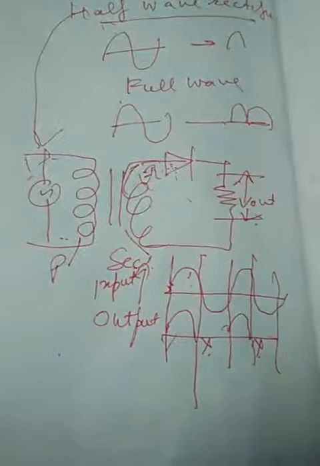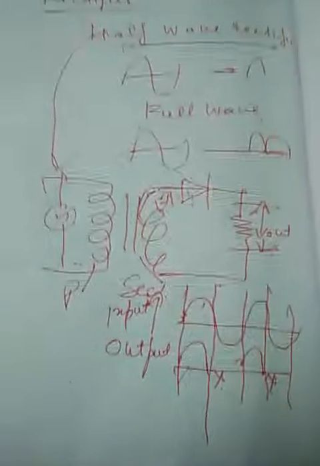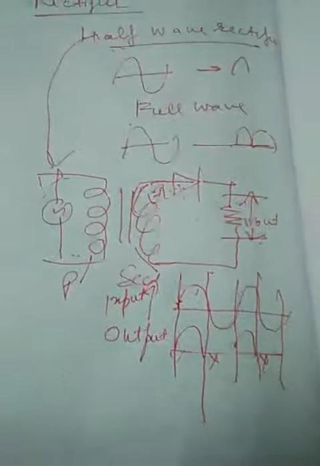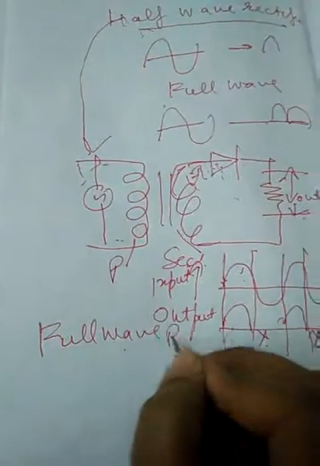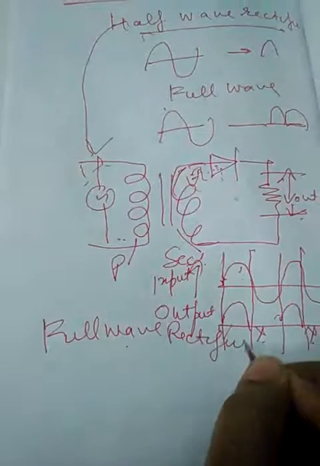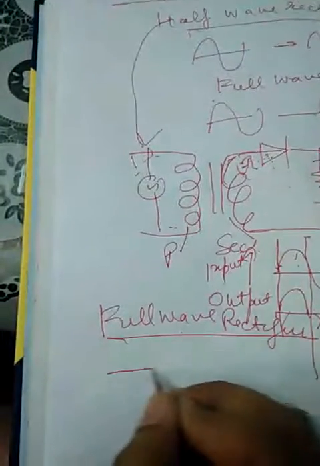So then we will switch on to another rectifier, that is called a full wave rectifier, the centrally tapped full wave rectifier. Next is the full wave rectifier. Now, center tapped full wave rectifier, how to draw this diagram? Now let us draw this diagram.